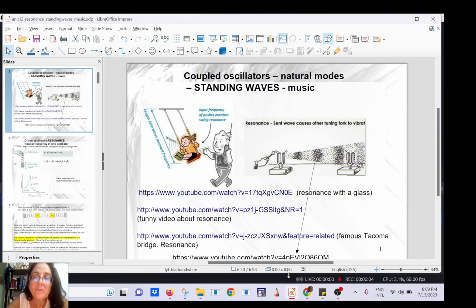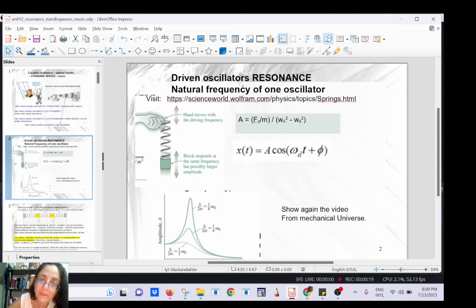Today I want to introduce standing waves and talk about music, but I'm building on the previous lecture, so make sure you watch the previous one. Last time we talked about the driven oscillator. That means if you have an oscillator, like a spring and a mass, instead of letting it go on its own, oscillating about its equilibrium position in simple harmonic motion, you force the oscillation on it. So you have a driven frequency and you force that frequency on that oscillator.